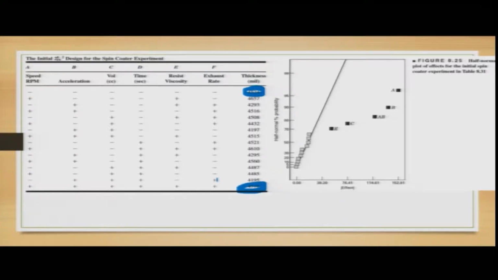So, combinations are given. Half normal plots of the effects of the initial spin coating experiment are given, which means that we are basically trying to find out and fit a normal distribution and check whether the overall effects, the combined effects, are normally distributed with a certain mean and a certain variance.